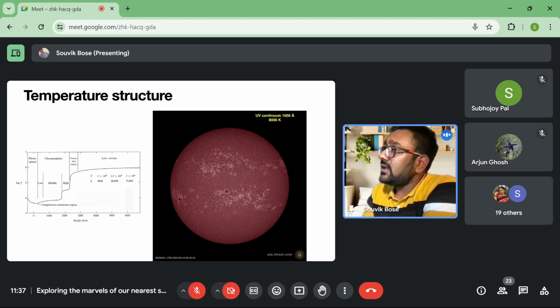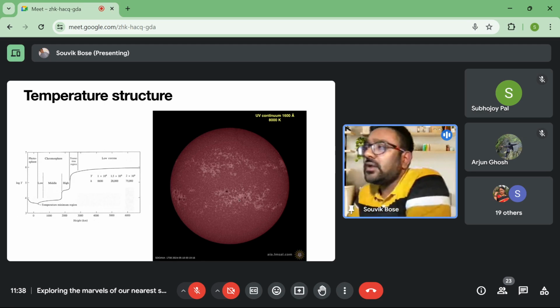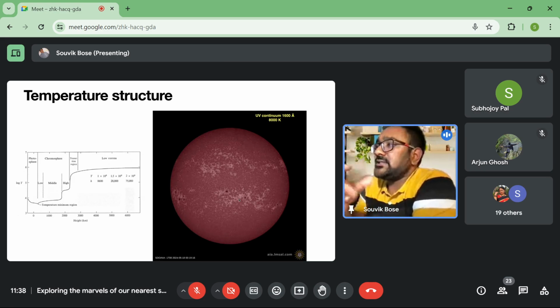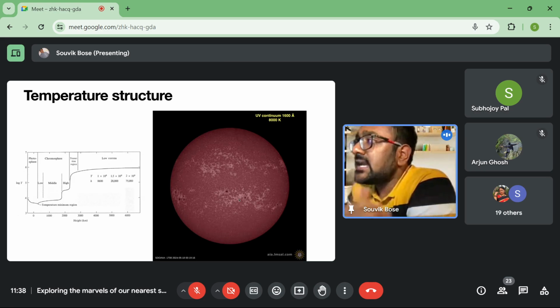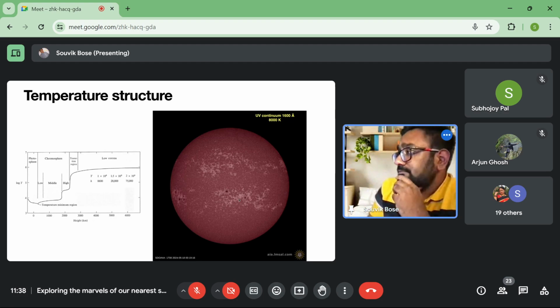The quiet sun, by the way, is all the region on the sun that is not associated with strong magnetic field. That's what we call the quiet sun. Though the quiet sun is still not quiet in a way, because if you look at the quiet sun as a whole, you would still be finding a lot of dynamics. But this is a comparison with respect to what we have on the active sun.